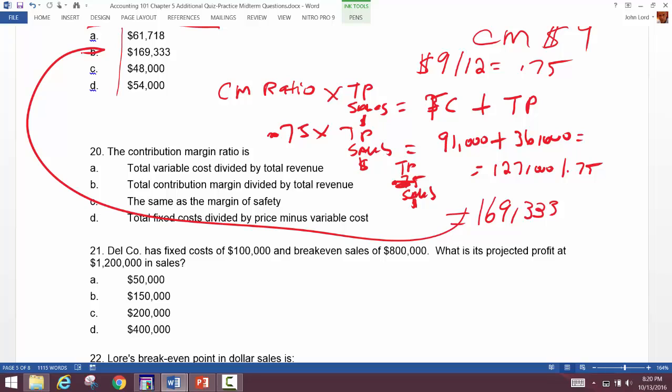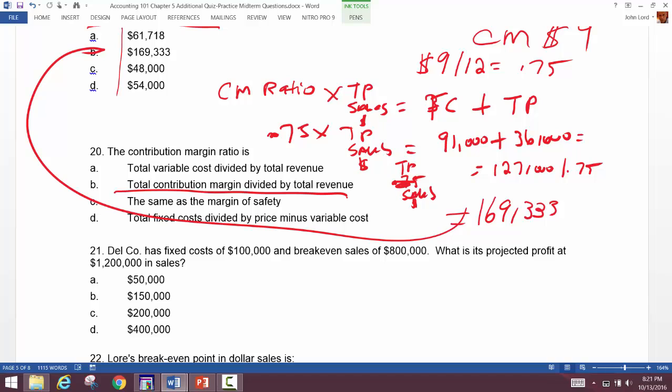The contribution margin ratio is what? Contribution margin divided by revenue, isn't it? I can do it by unit, I can do it in total, can't I? If my sales price per unit is $10 and my variable cost per unit is $7, my contribution margin per unit is $3, isn't it? To get my contribution margin ratio, I simply divide the $3 by the $10. That gives me a contribution margin ratio of 30%, doesn't it?